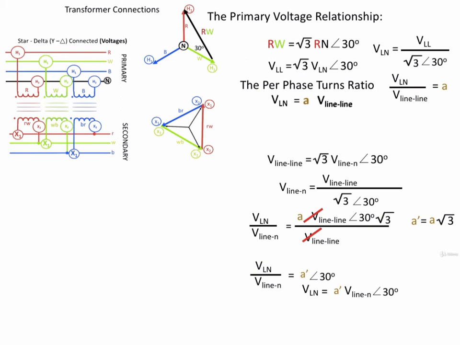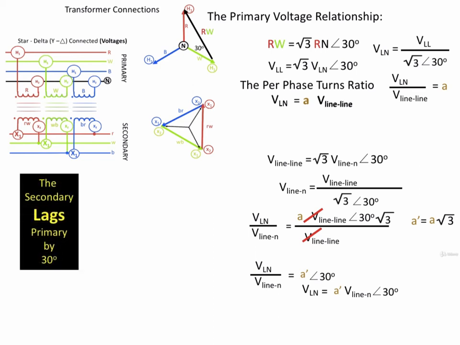And I'm going to rewrite that equation right away because I want to use it in this other fashion. The voltage primary line-to-neutral is equal to A primed, the voltage line-to-neutral secondary at 30 degrees. And that tells us again that the secondary lags the primary by 30 degrees, which we already knew.